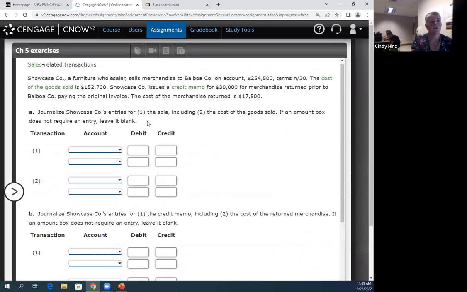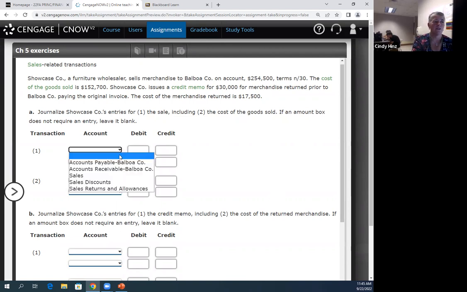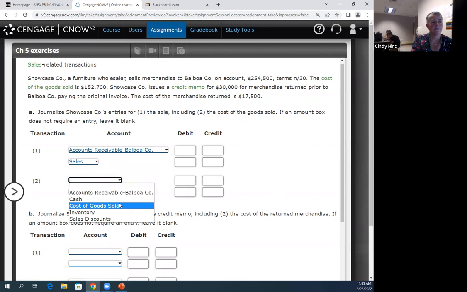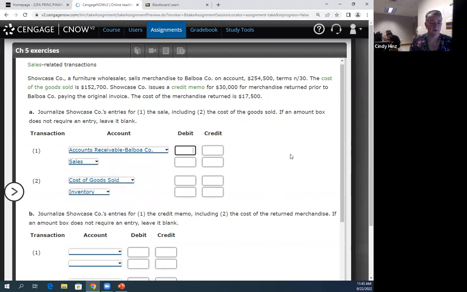So first, we're going to journalize the sale, including cost of goods sold. I'm going to ask you to do that on your own because that is not anything we haven't already done. Remember, we are the seller. And we're using a perpetual inventory system.